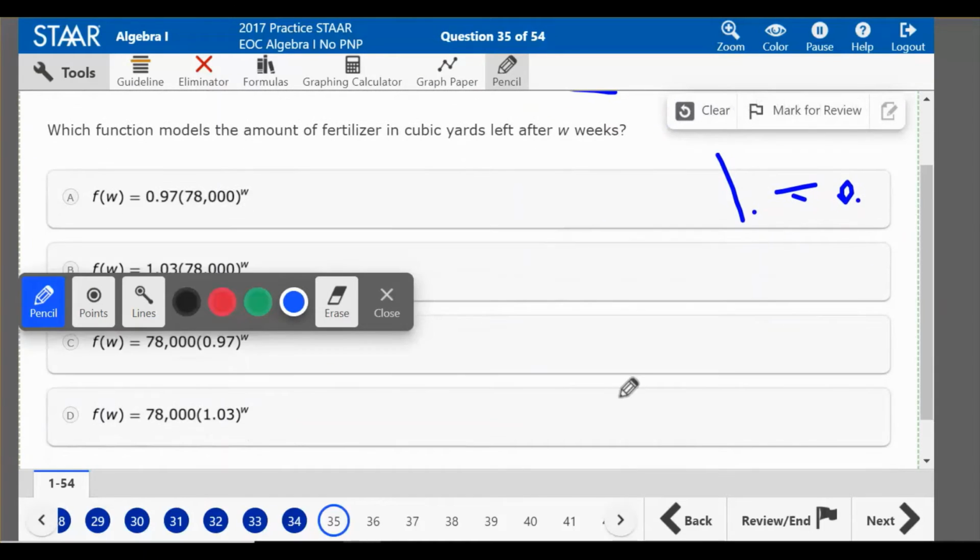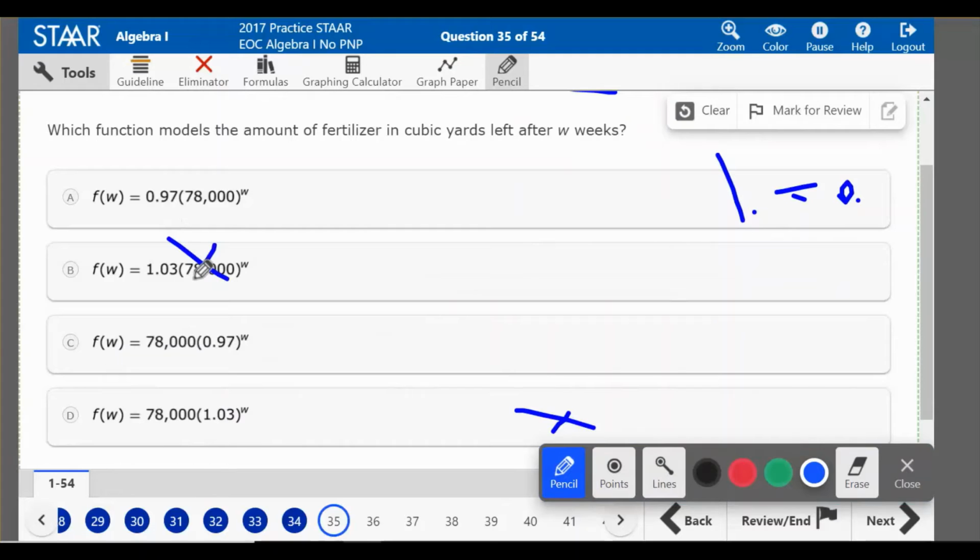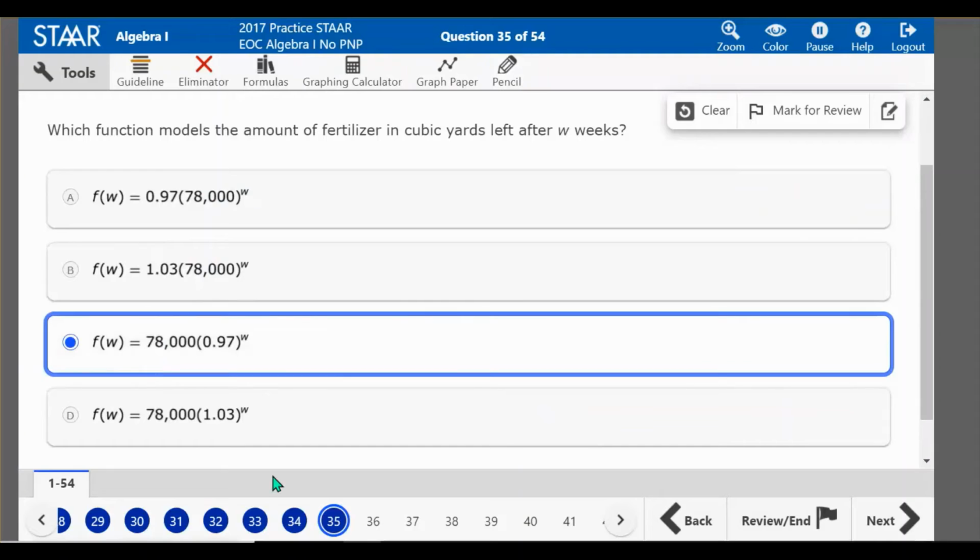So we know it decreases, so it can't be D, because D is basically saying it increases. So it can't be B or A, because those don't make sense. It has to be C, because it starts at 78,000 and it decreases, because when you're doing exponential functions, you have to subtract the percentage as a decimal from 1. So 3% to a decimal is 0.03, and 1 minus 0.03 is 0.97, and this is how your exponential functions look. So number 35 is C.